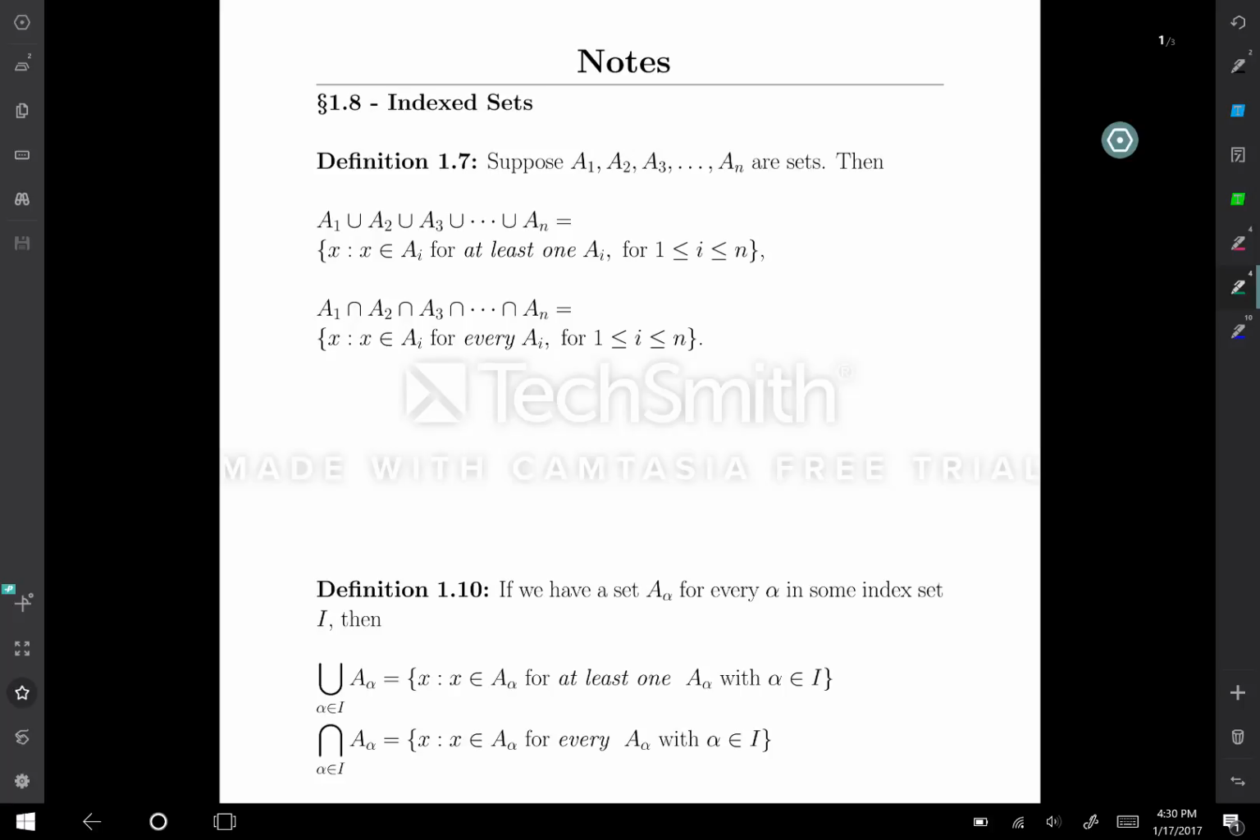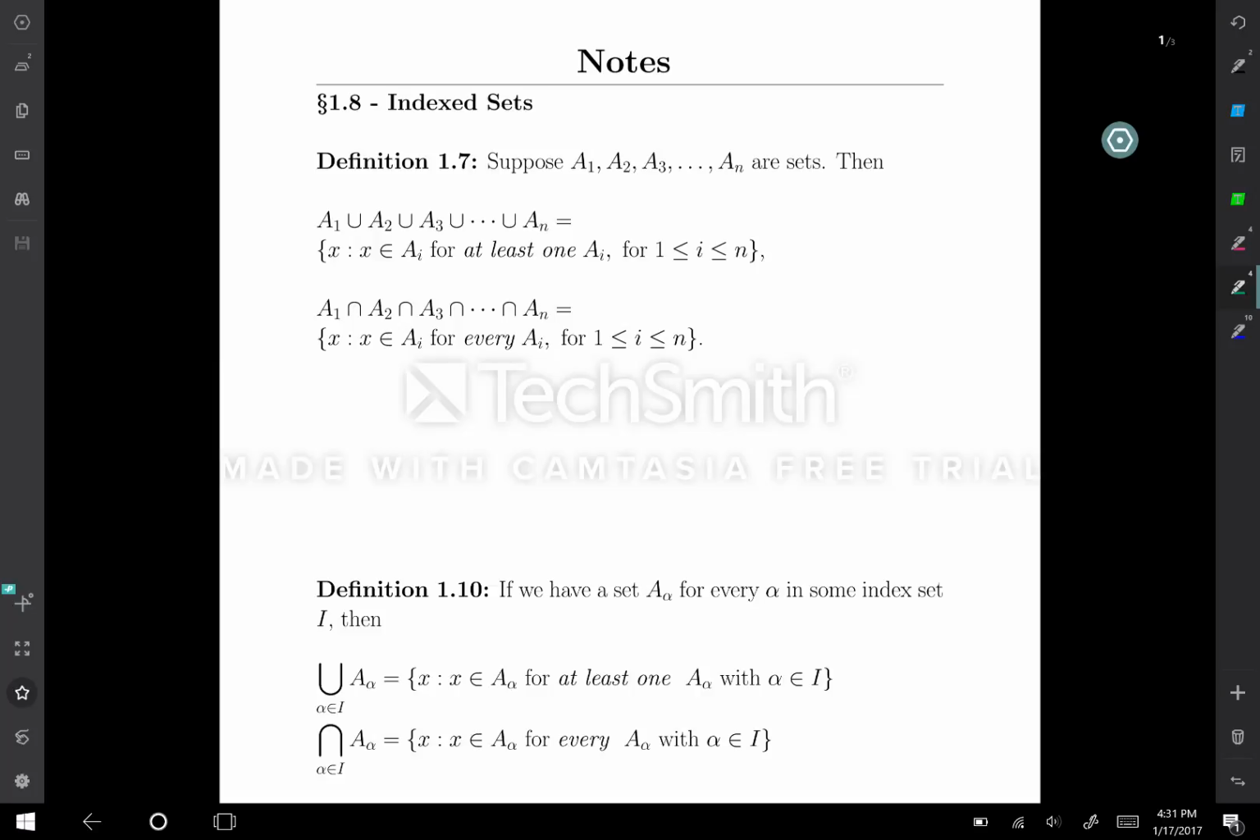Welcome! In this mini lecture, we're going to cover the key ideas of section 1.8. Specifically, we're going to be looking at indexed sets. Just as we were able to take the union, intersection, and product of two sets in the past, we can now do that with multiple sets.